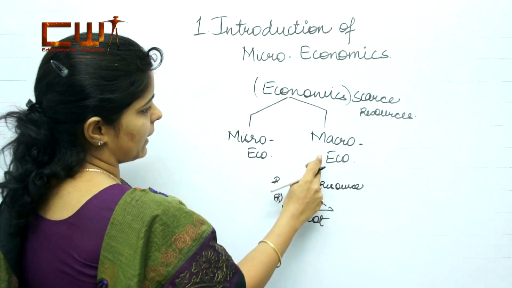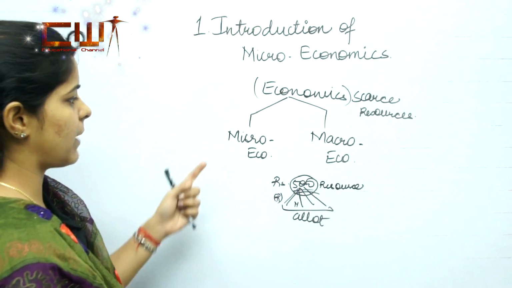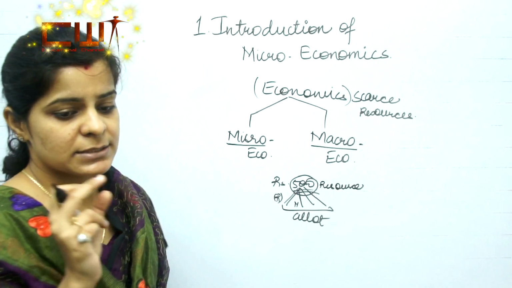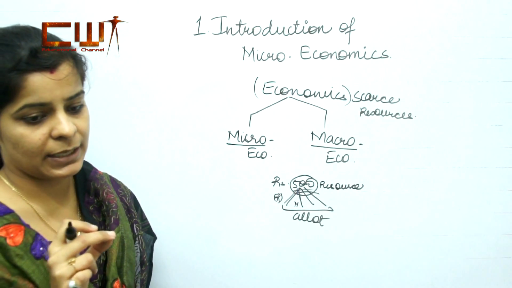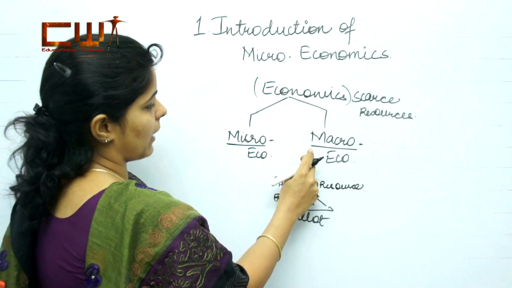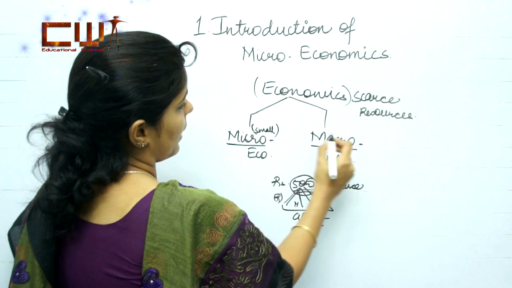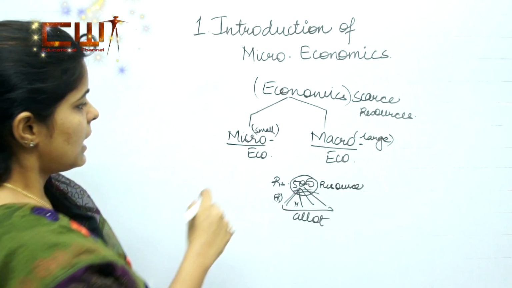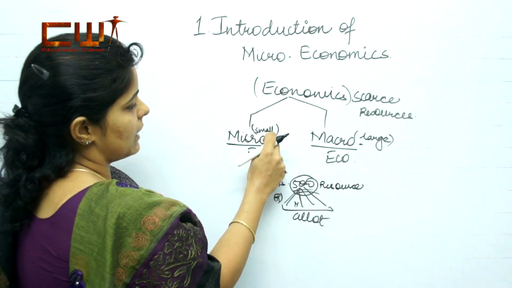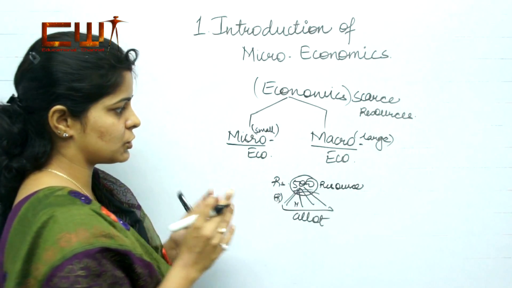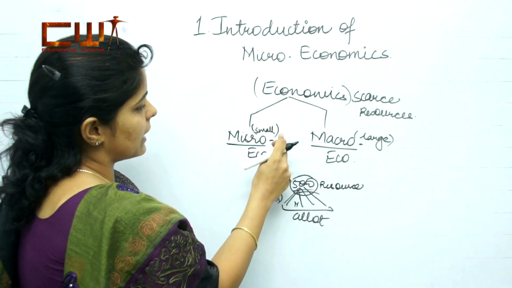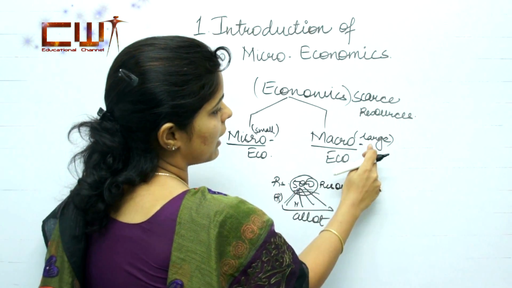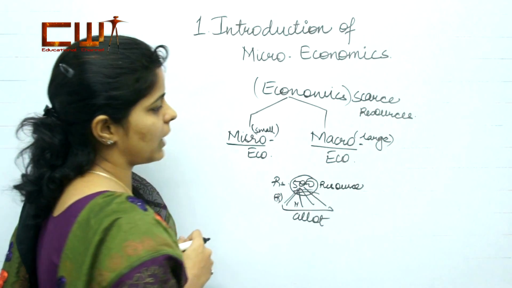Now economics has two parts, microeconomics and macroeconomics. First see what the words micro and macro mean. Micro means little, small, something that is very small, right? And what does the word macro mean? Large. So microeconomics, the study of economics in a very small or limited portion, or studying the small portions of the economy, is known as microeconomics. Macroeconomics, studying the large or the wide portions of the economy, is known as macroeconomics.